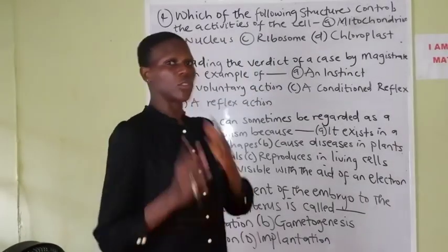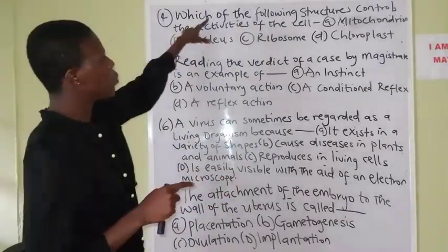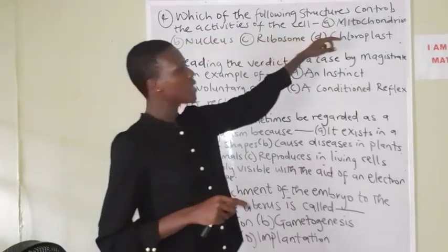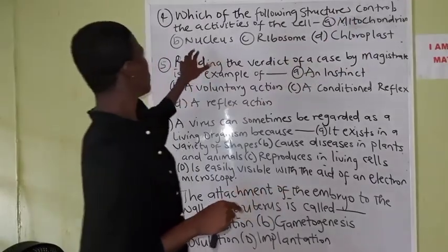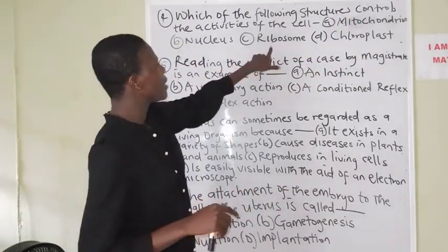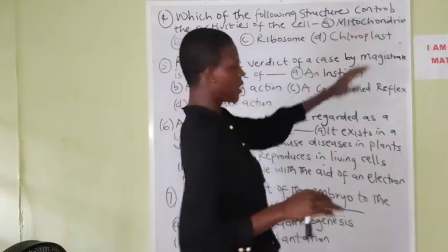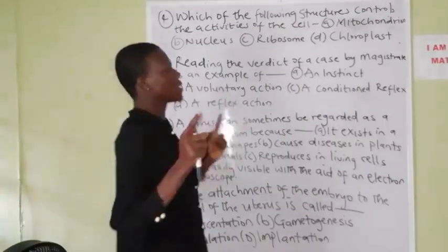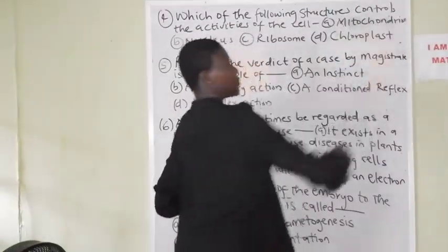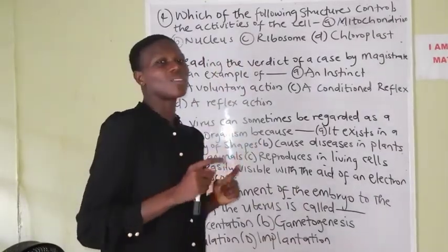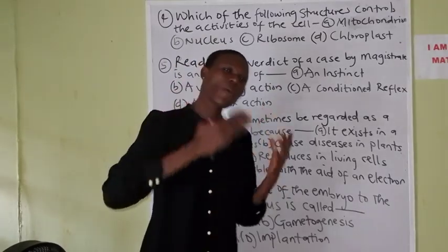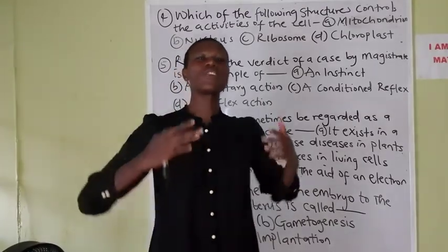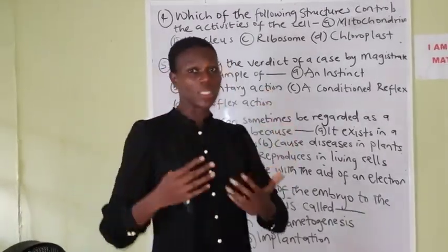Okay. The next question, question 4, says, which of the following structures controls the activities of the cell? A. Mitochondria. B. The nucleus. C. The ribosome. D. The chloroplast. How do you get the answer? First of all, what does the mitochondria do? Now, the mitochondria is referred to as the powerhouse of the cell. It powers the cell. That's to say, it produces energy that carries the cell.